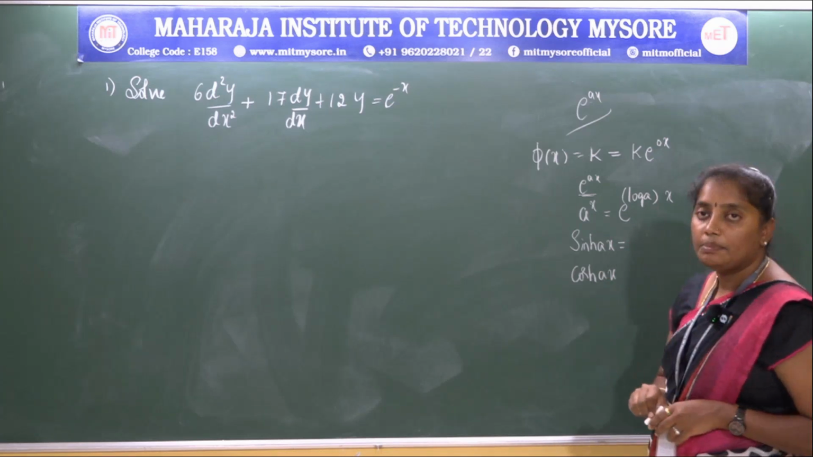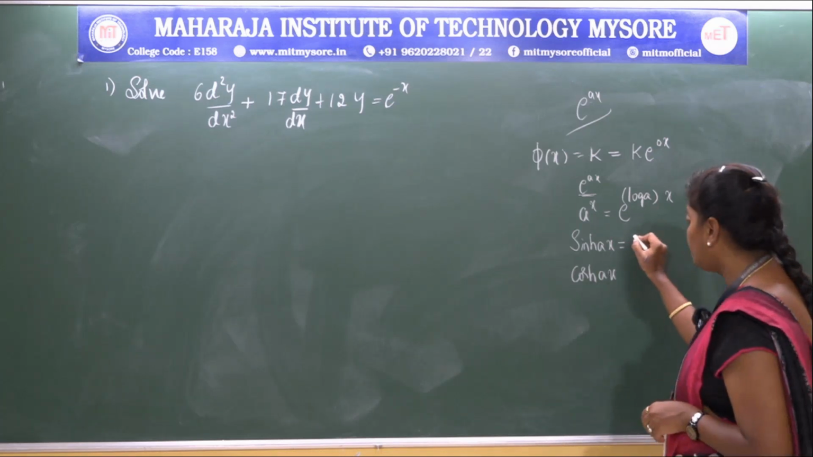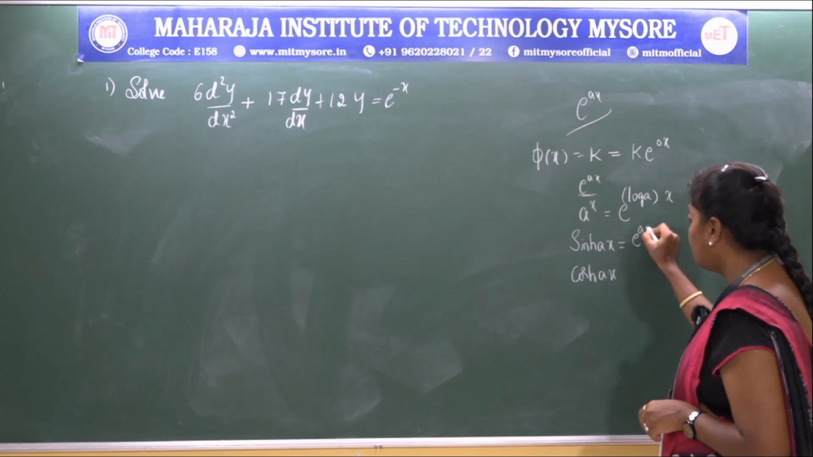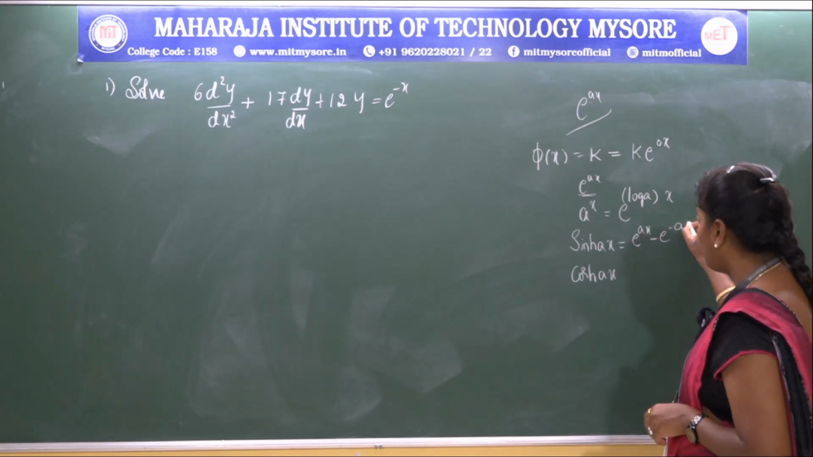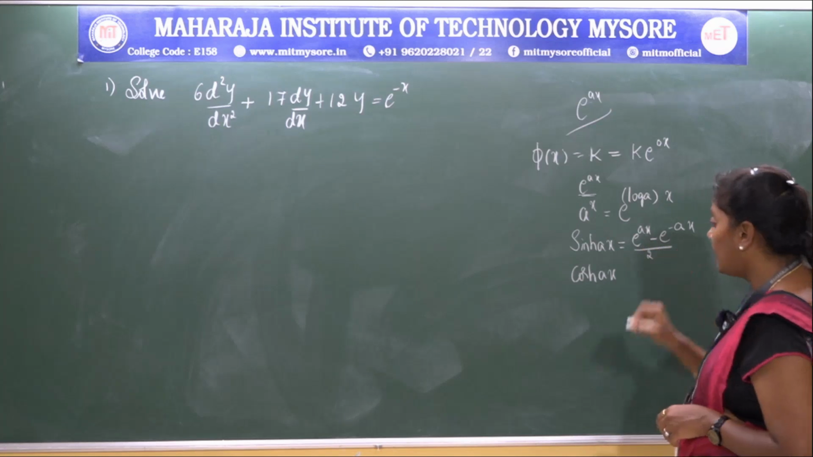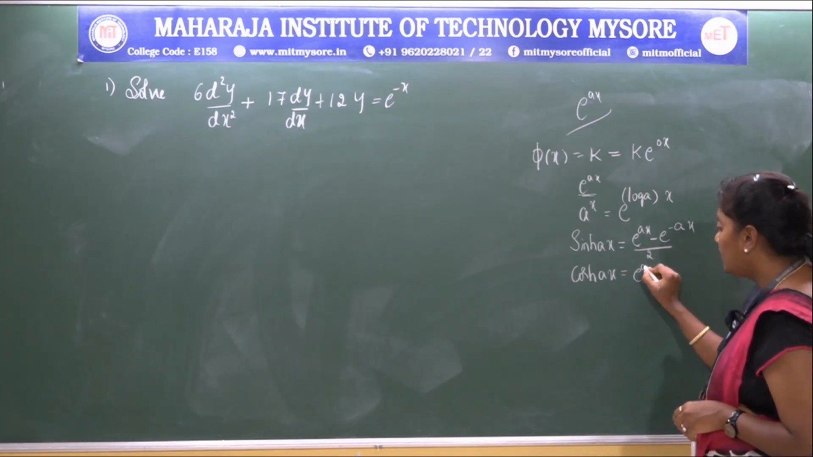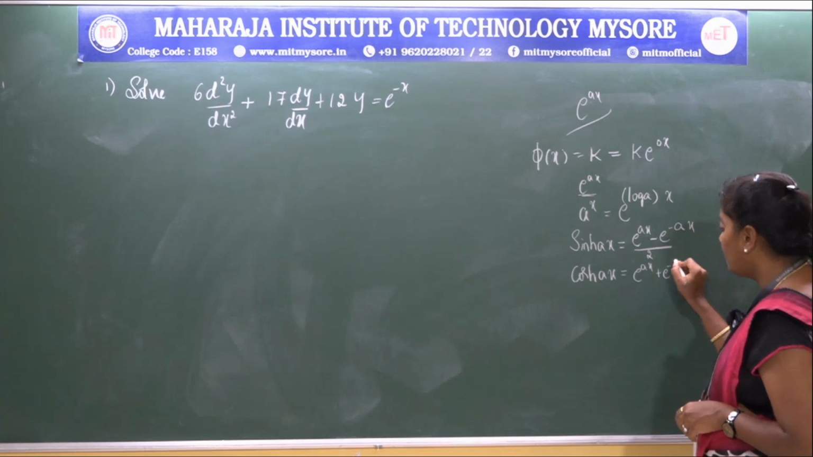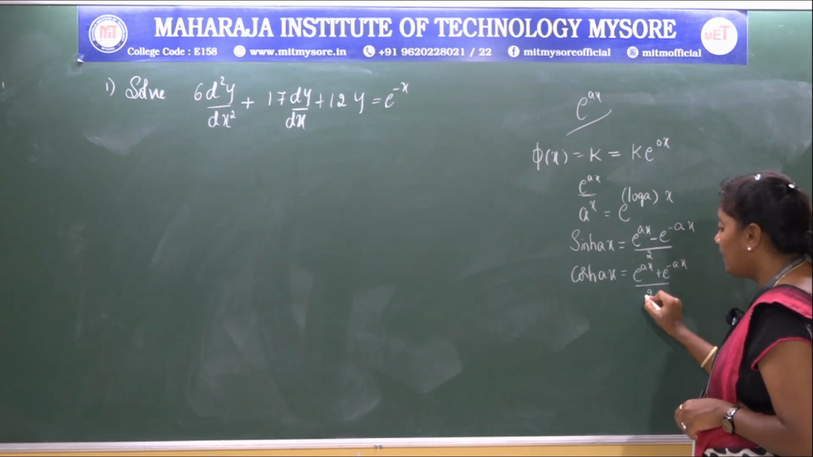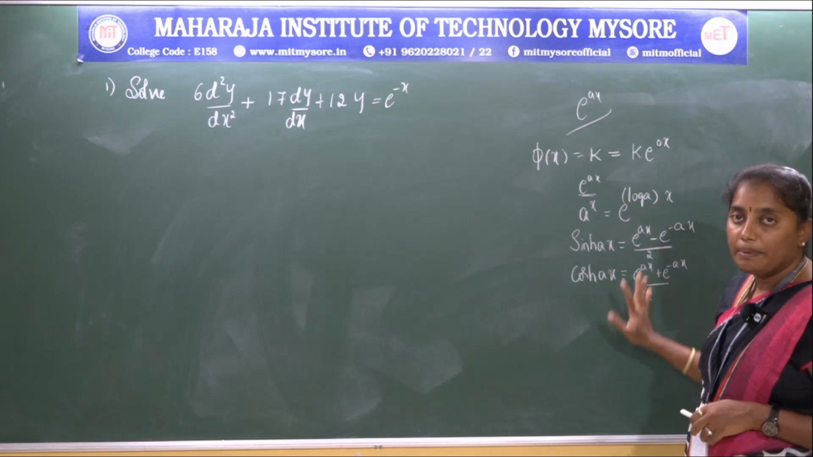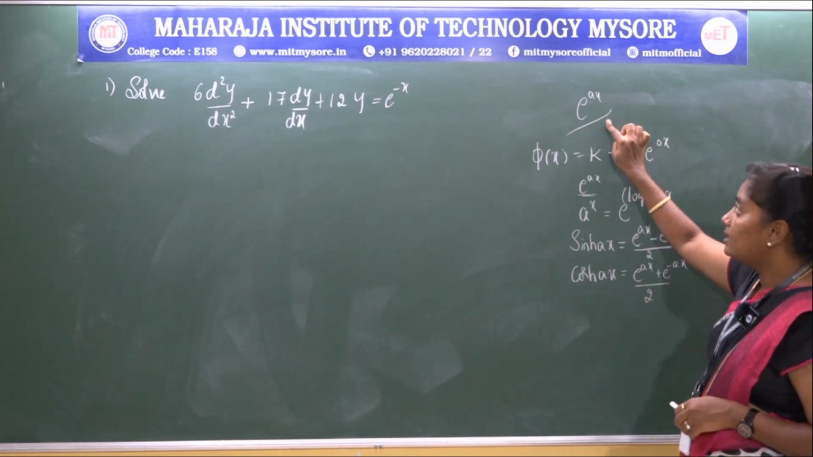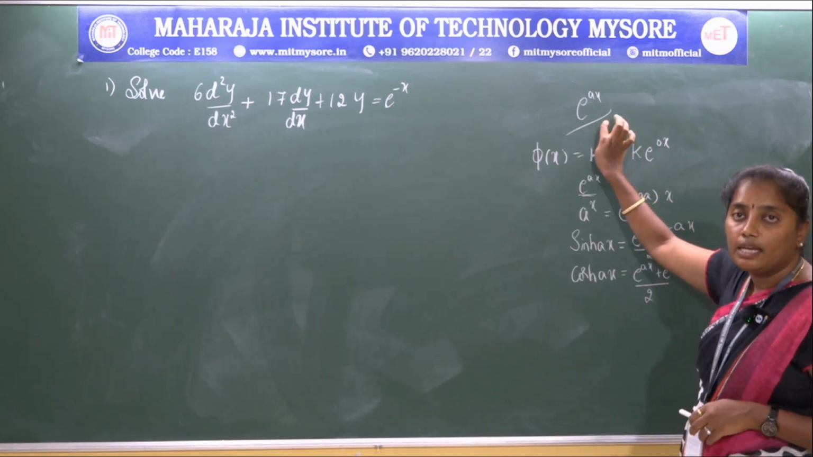For hyperbolic functions, sinh x is equal to e to the power of x minus e to the power of minus x, divided by 2. For cosh x, it is e to the power of x plus e to the power of minus x, divided by 2. These are the expected functions under the type 1, e to the power of ax.